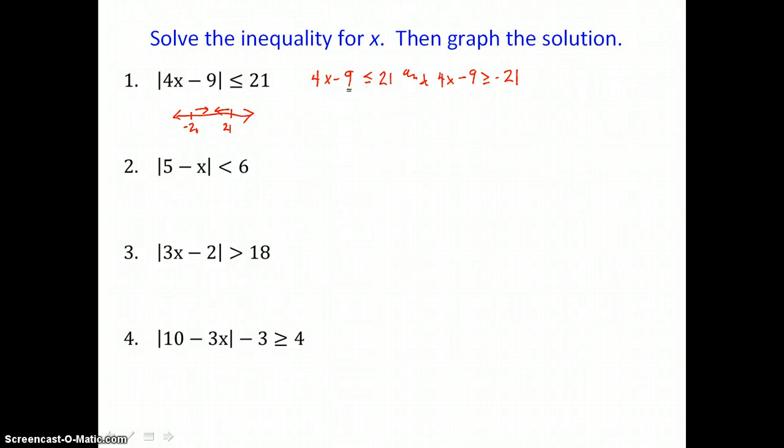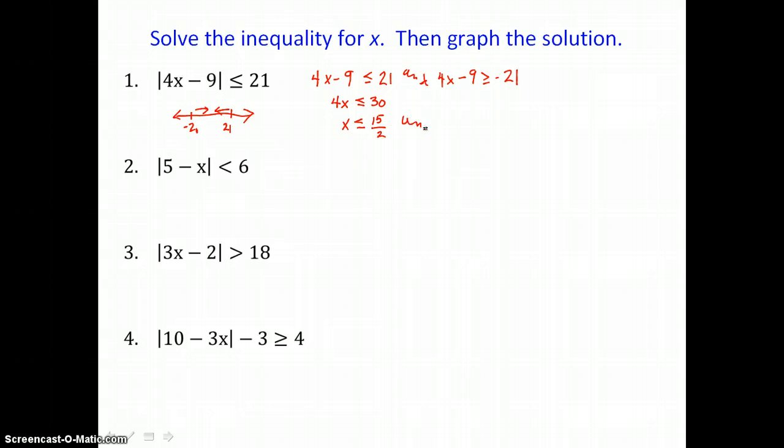Now we need to solve both simple inequalities to find our solution. So in this one, we'll add 9 to both sides to get 4x alone. So we get 30 on the right, and dividing both sides by positive 4, x is less than or equal to. We can simplify over here, get rid of a factor of 2 top and bottom. So x is less than or equal to 15 halves.